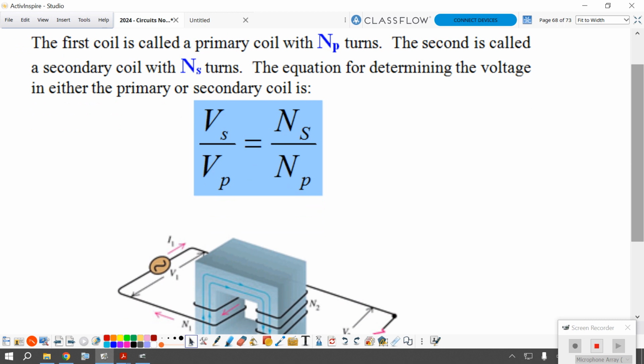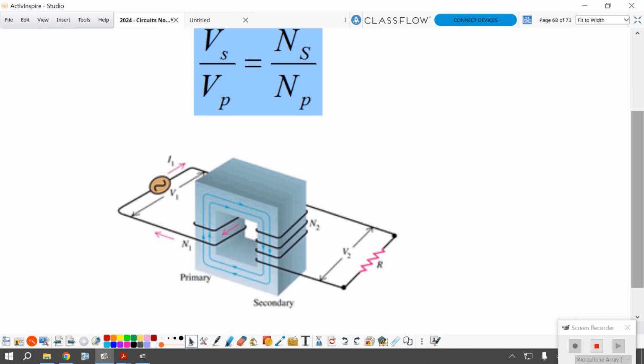So N_S over N_P is how I start things. The number of turns, or coils, on the secondary side over the number of coils on the primary side is a ratio, and that helps us determine what's going to happen to the voltage. Are we stepping it up? Are we stepping it down? Now, it would be completely useless, but what if we had the same number of coils on both sides? What would happen? One. It wouldn't really change anything.